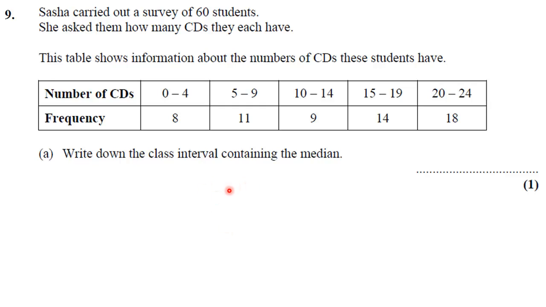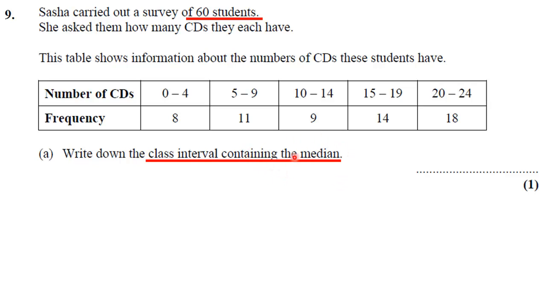Okay, in this question it says Sasha carried out a survey of 60 students. She asked them how many CDs they each have. This table shows information about the number of CDs these students have. Write down the class interval containing the median.